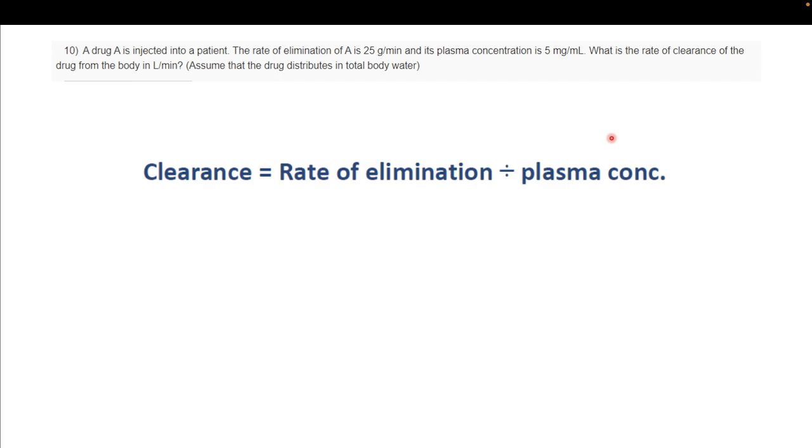I can show you the formula that I've used to solve this. So there's a formula for clearance. Clearance is nothing but how much amount of drug is getting removed from the body at a particular rate. So the clearance is your rate of elimination divided by your plasma concentration. With this, I think it should be pretty straightforward to solve. Still, I'll let you try it once.